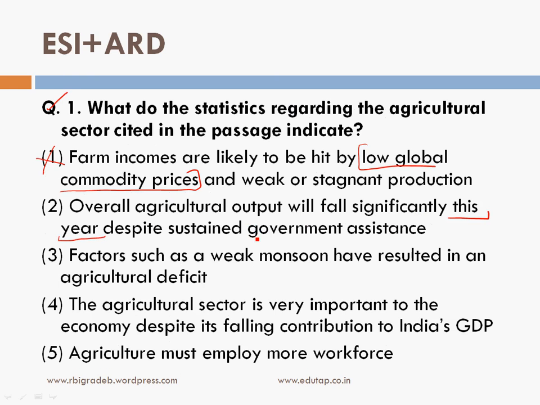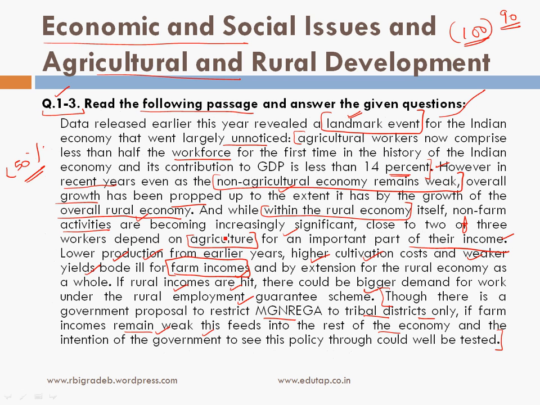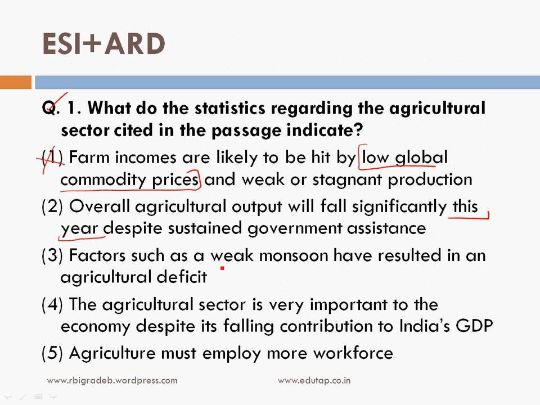Nothing has been said in the passage about this year. Lower production from earlier years, higher cultivation costs, weaker yields bode ill for farm incomes, right? So there is nothing in the passage which states that the overall agricultural output will fall significantly this year. No. Factors such as weak monsoon have resulted in an agricultural deficit. Nothing has been said in the passage about a weak monsoon, so this option is again wrong.